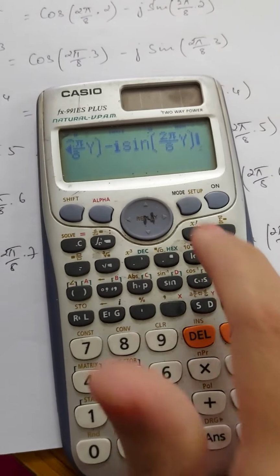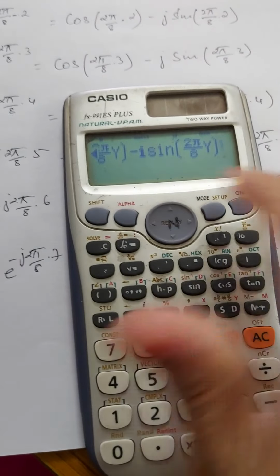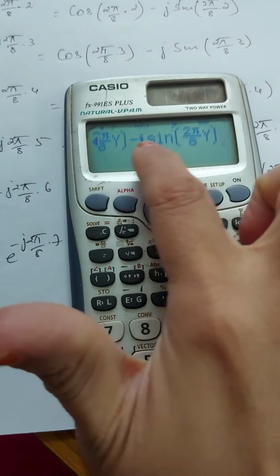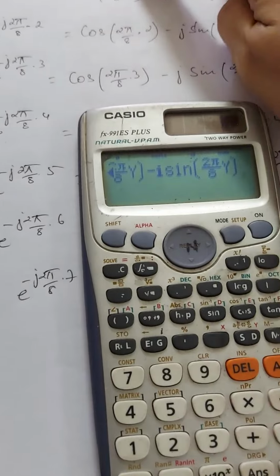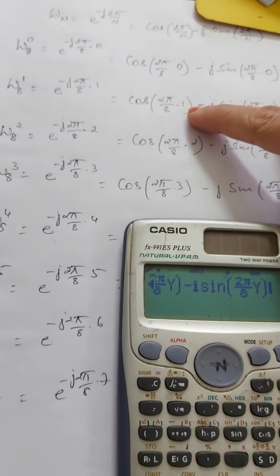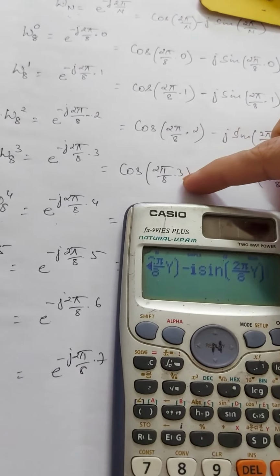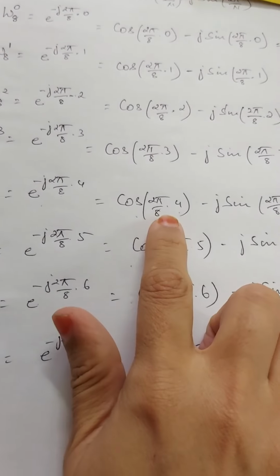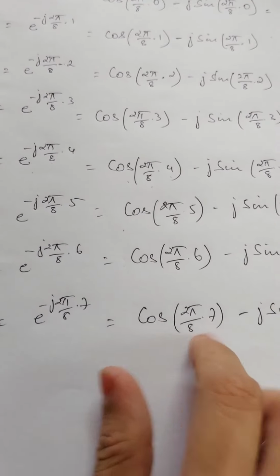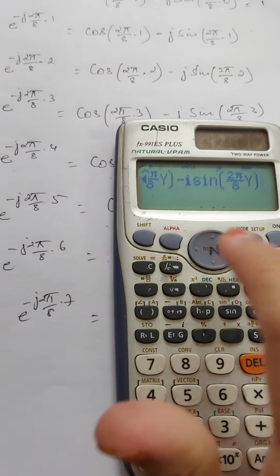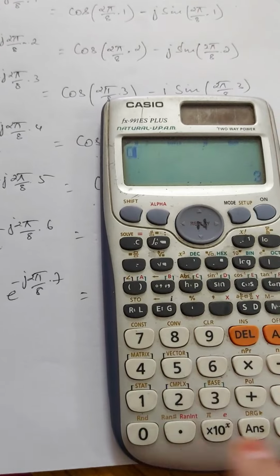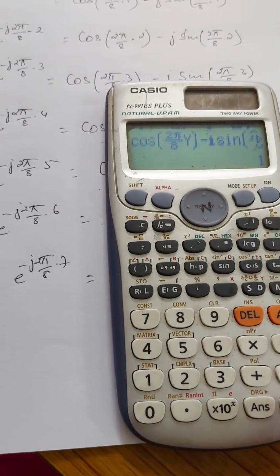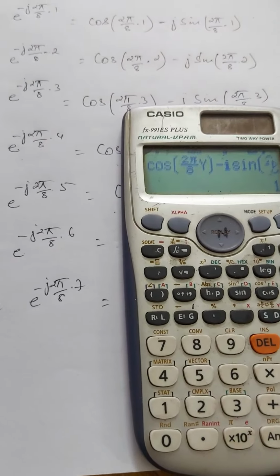Why are we doing it this way? Because it reduces typing of cos and sin again and again. I'll be writing y is equal to 0, y is equal to 1, y is equal to 2, 3, 4, 5, 6 and 7. So you need not type again and again. We will solve for y is equal to 0, which is equal to 1.